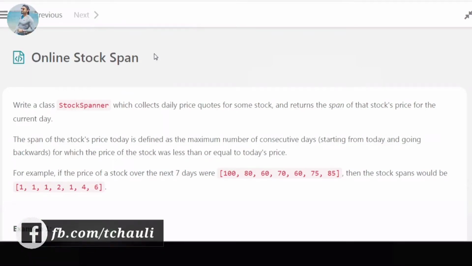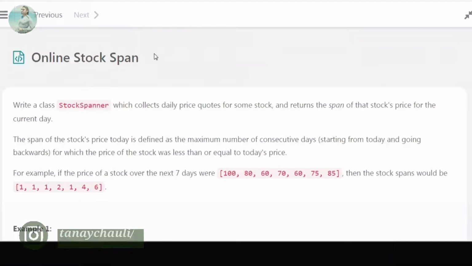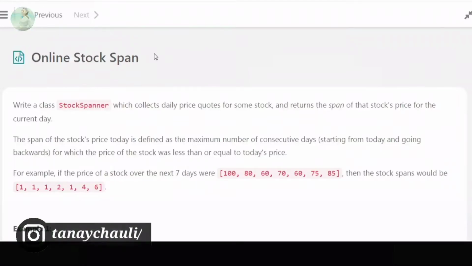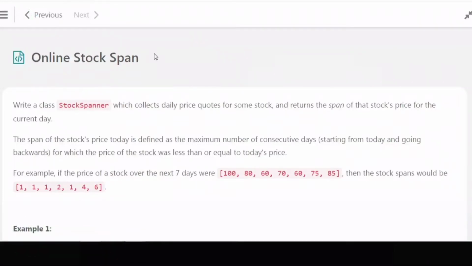Hello everyone. Today's question is Online Stock Span. Write a class StockSpanner which collects daily price quotes for some stock and returns the span of that stock's price for the current day. The span of the stock's price today is defined as the maximum number of consecutive days starting from today and going backward, for which the price of the stock was less than or equal to today's price.